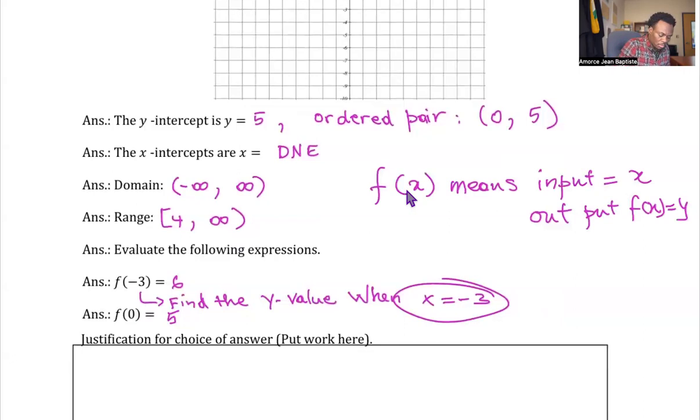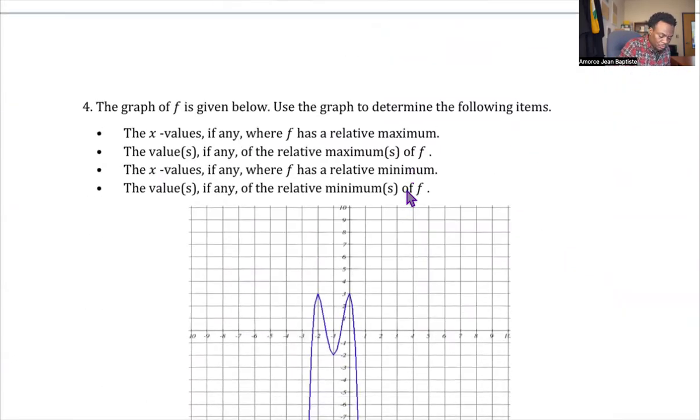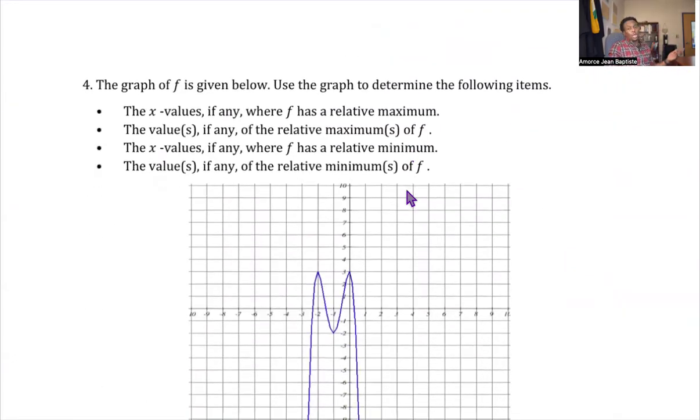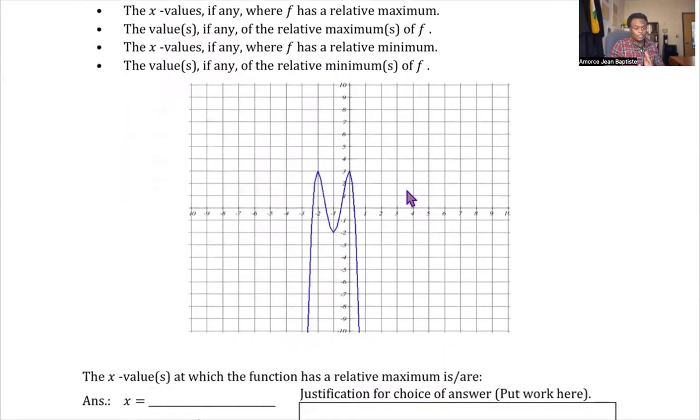Okay, so let's move on to the next example. In this example, we're going to be talking about maximum and minimum of a function. Now we need to make sure that when you're talking about maximum and minimum of a function, we understand what we're talking about, and we understand also how to read a graph. The reading of a graph is always from left to right.